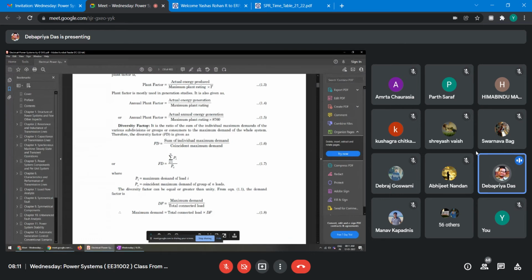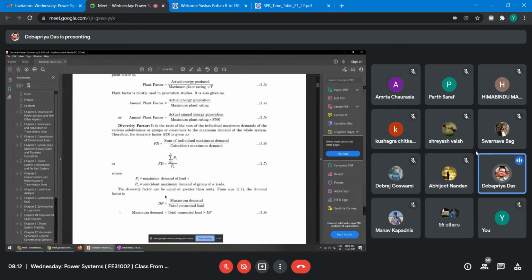In general, diversity factor, demand factor, we have defined DF. That's why diversity factor I have taken as FD. So FD is equal to sigma i equal to 1 to n Pi upon Pc, where Pi is the maximum demand of load i. Load i means it may be commercial, industrial, residential, or agricultural. That is divided by Pc. Pc is the coincident maximum demand of the group of n loads. I just told you graphically, right? That means every hour you add all these loads and see where the peak is going, right?